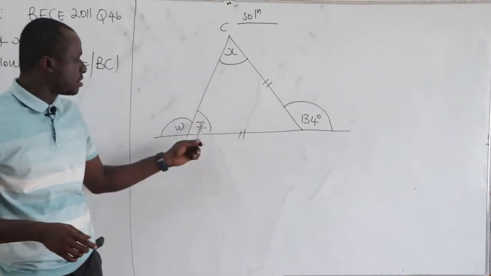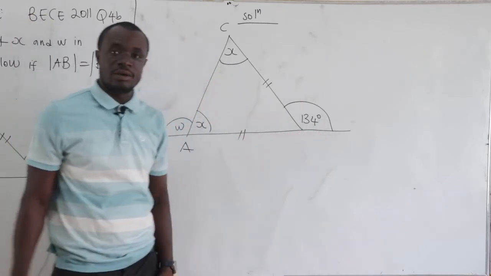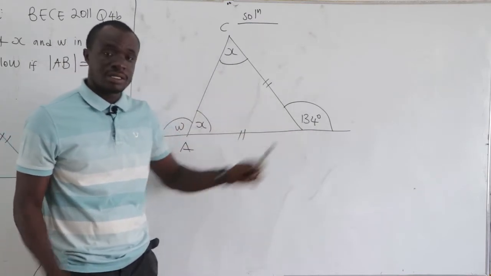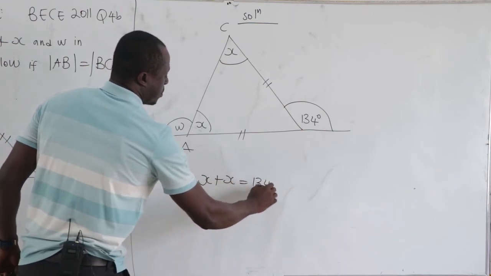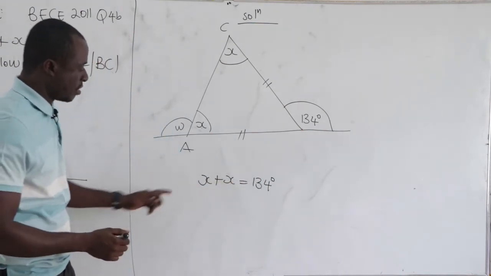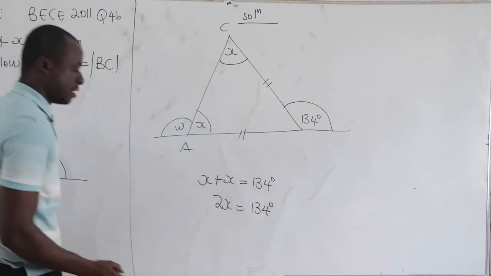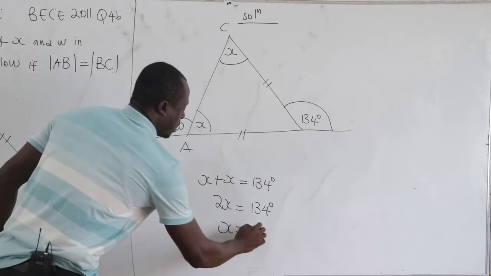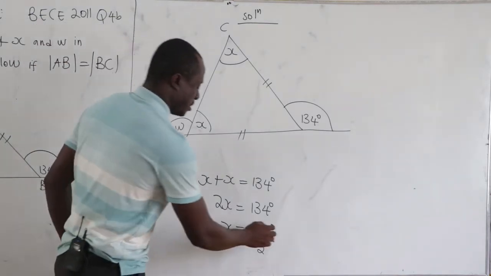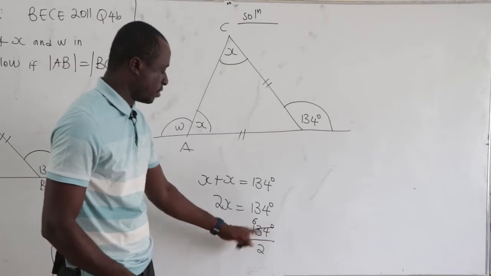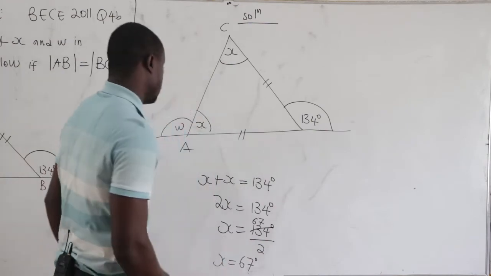Now how can we find x? We can say this is the exterior angle, and these are the opposite interior angles. So clearly x plus x equal to 134 degrees. Now x plus x, this is 2x equal to 134 degrees. I want to find x, so I'll divide both sides by what is multiplying the x: 134 degrees all over 2. Now 2 will go into 13, that is 6. 1, 14, 2 will go into 14, that is 7. So we have our x to be equal to 67 degrees.